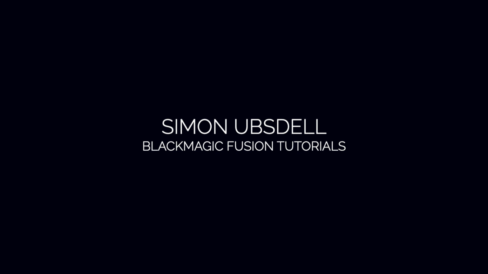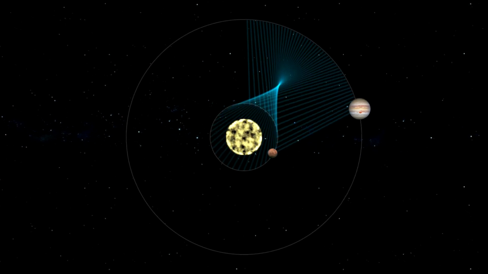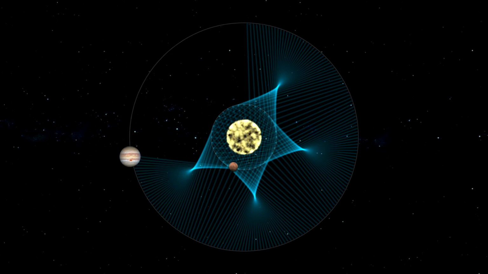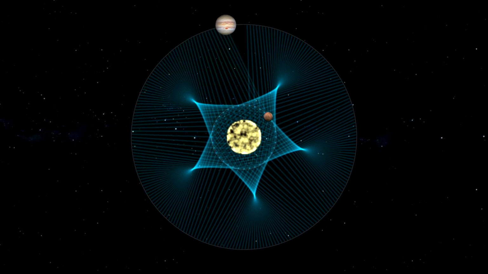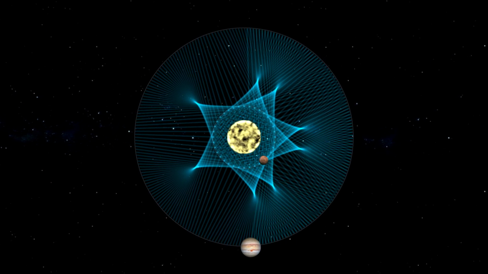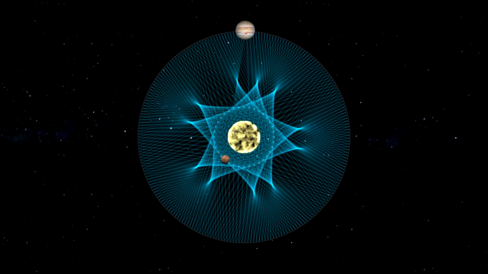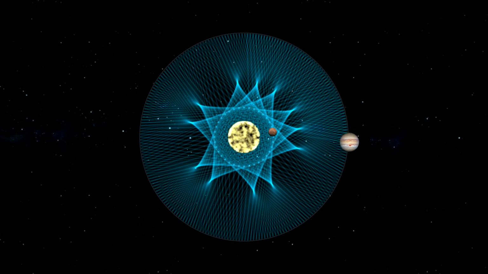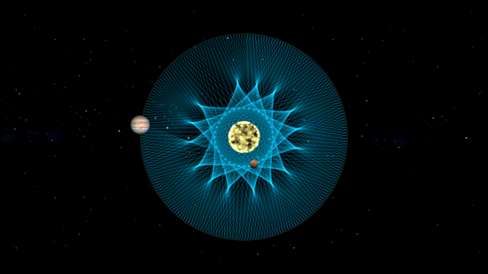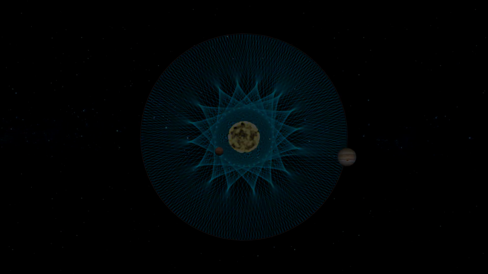And today we're going to be taking a look at this graphic, which plots the relative orbits of Mars and Jupiter. So it's a nice effect and it's not very complicated to do, so let's get started.